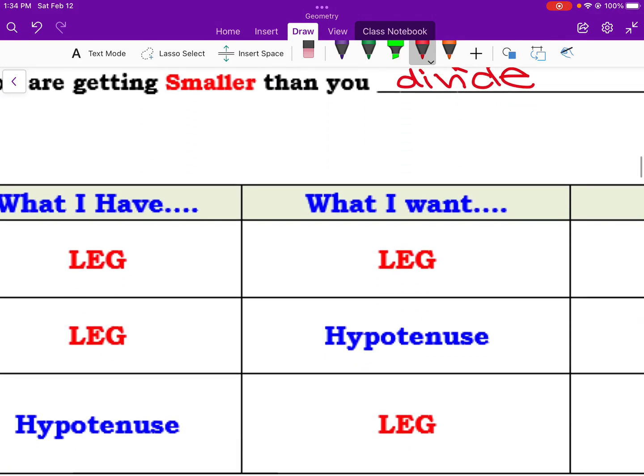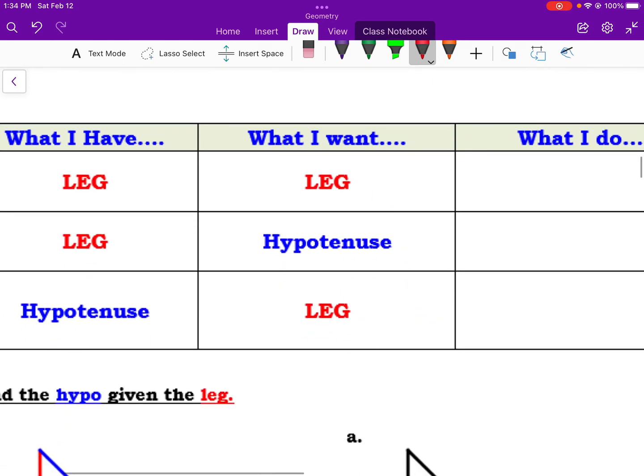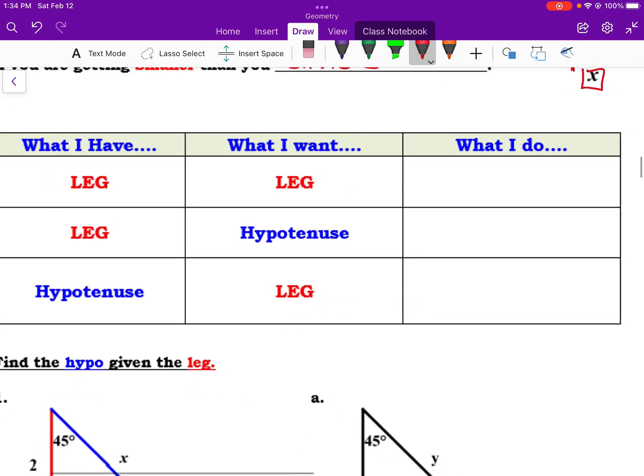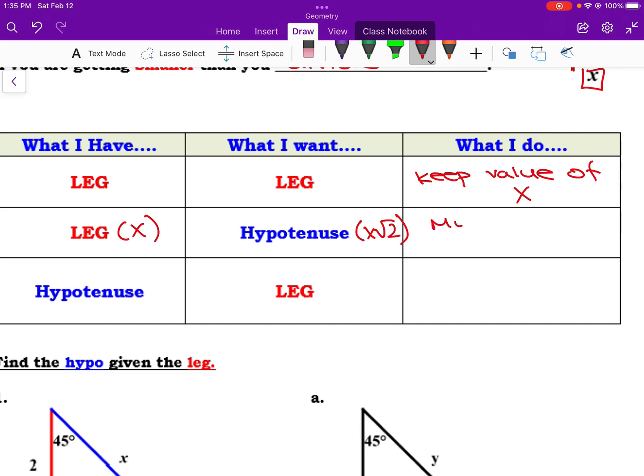Okay, just to organize this process, if we have a leg and we want the other leg in this type of scenario, 45, 45, 90, we just keep the value of x. So if we know that one leg is 12, then the other leg has to be 12, because those are going to be congruent measures. If I have a leg, which we're designating as x, and I want the hypotenuse, which we're designating as x root 2, then we multiply the x value by root 2.